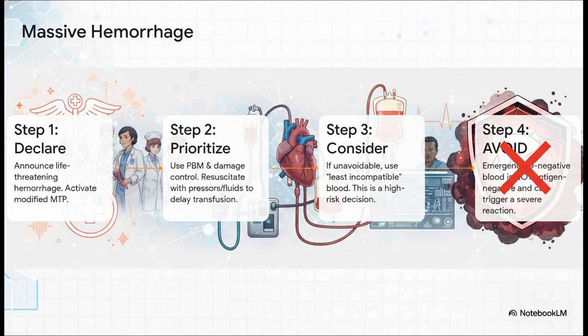At that point, the blood bank may issue what's called least incompatible blood. This is truly a life-saving measure of last resort. And here is a critical warning. Do not fall into the O-negative trap. Reaching for that emergency O-neg blood is the absolute wrong move here, because it is almost certainly positive for the very antigen the patient has an antibody against.